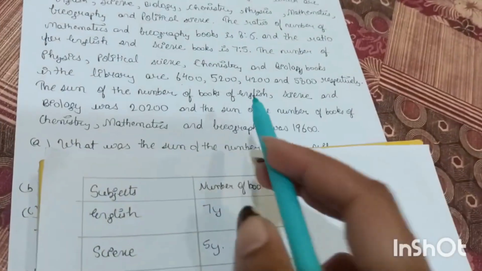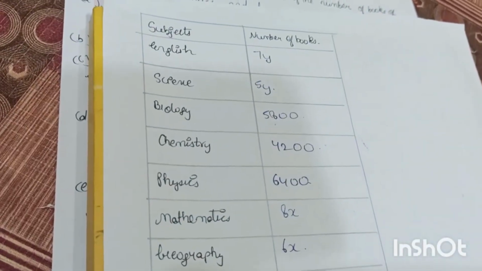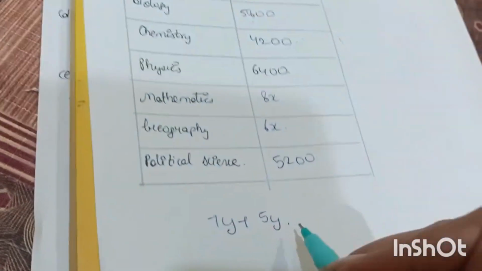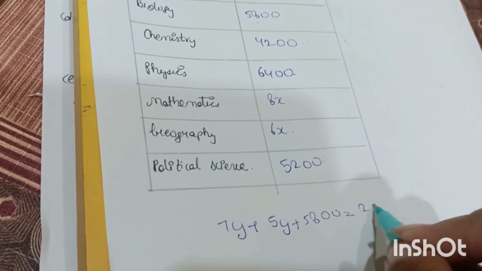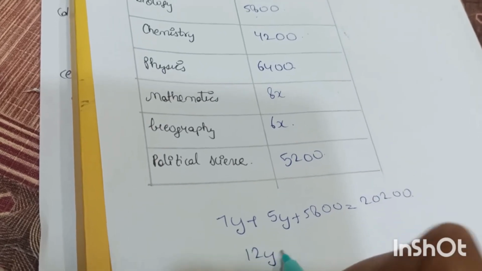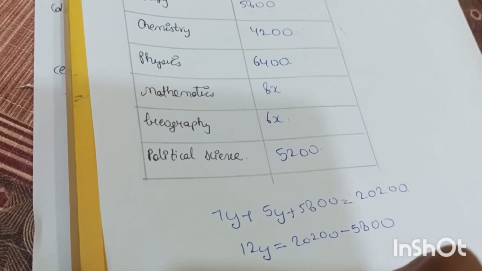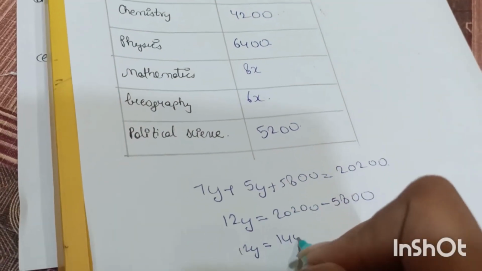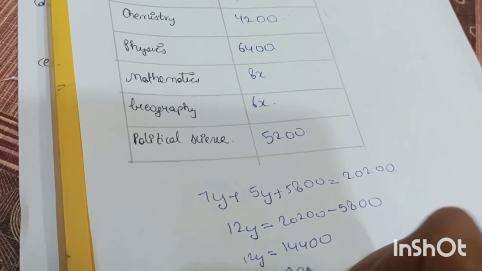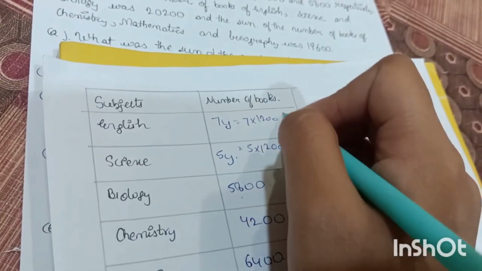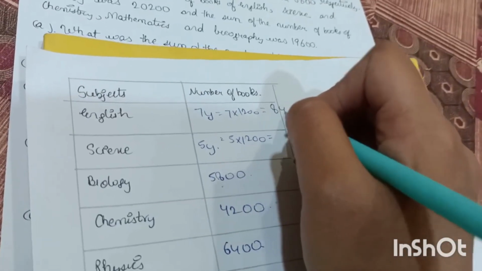So now there is an equation given. So the sum of English 7y plus science 5y, and for bio 5800, equals 20200. So now let's solve it. So y is equal to 1200. So you can put the value 7 into 1200 and 5 into 1200. So you'll get the value as 8400 and over here as 6000.